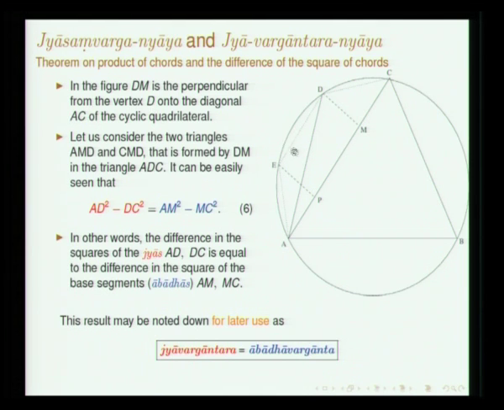In this figure, conceive of this triangle ADC. This simple relation: AD square minus DC square is equal to AM square minus MC square. This is obtained by dropping this perpendicular DM in this triangle ADC. DM square is basically AD square minus AM square, and this is also equal to CD square minus MC square. Therefore, you get this result straight away, equation 6.